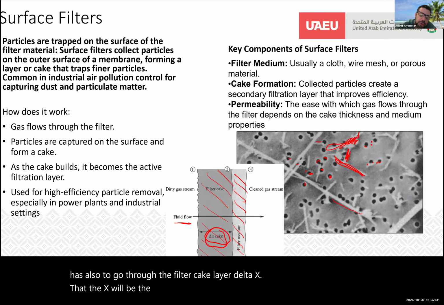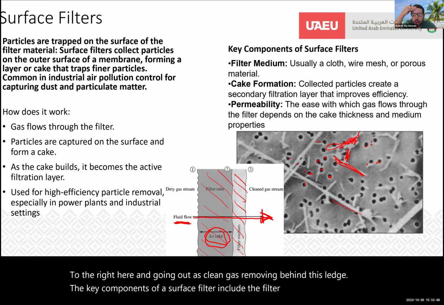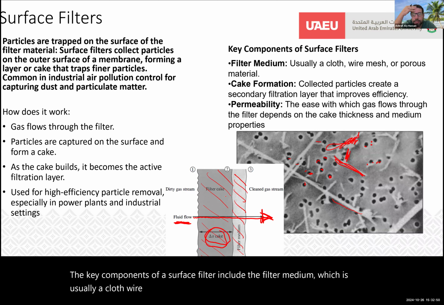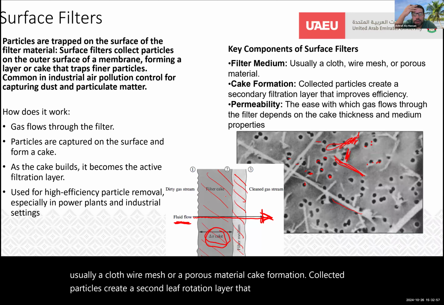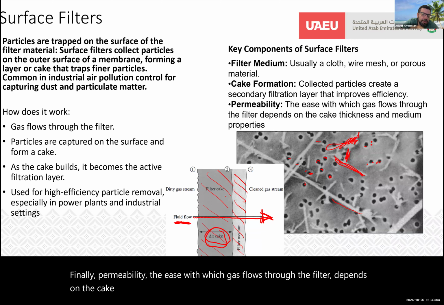Now the fluid flow is going from the left to the right here and going out as clean gas, leaving the particles behind this layer. So the key components of a surface filter include the filter medium, which is usually a cloth, wire mesh, or a porous material. Cake formation: collected particles create a secondary filtration layer that improves efficiency. Finally, permeability: the ease with which gas flows through the filter depends on the cake thickness and medium properties.